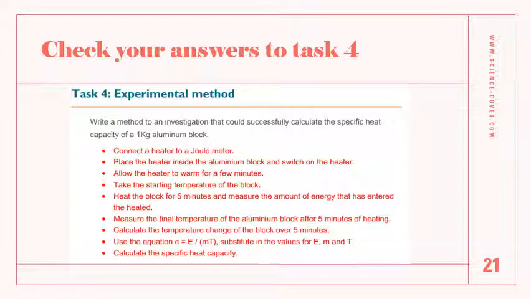Measure the final temperature of the aluminium block. Calculate the temperature change of the block over the 5 minutes. Then use the equation C equals E divided by M times T. Substitute in the values you've gathered for E, M and T. And this will calculate the specific heat capacity.